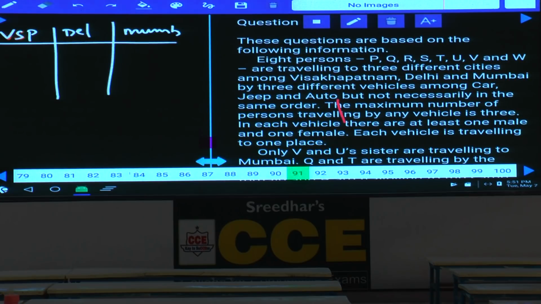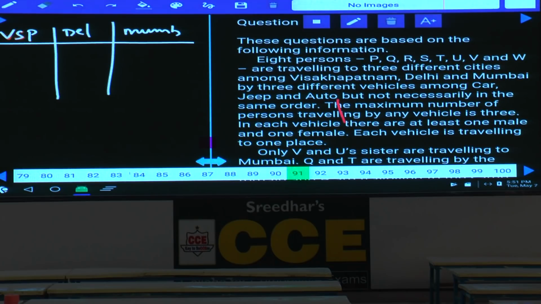Now these 8 persons are traveling to 3 different cities, and at least each come by 3 different vehicles. How many vehicles are there? There are only 3. What are those 3? Car, jeep and auto, but not necessarily in the same order. Maximum number of persons traveling by any vehicle is 3. It cannot be more than 3.